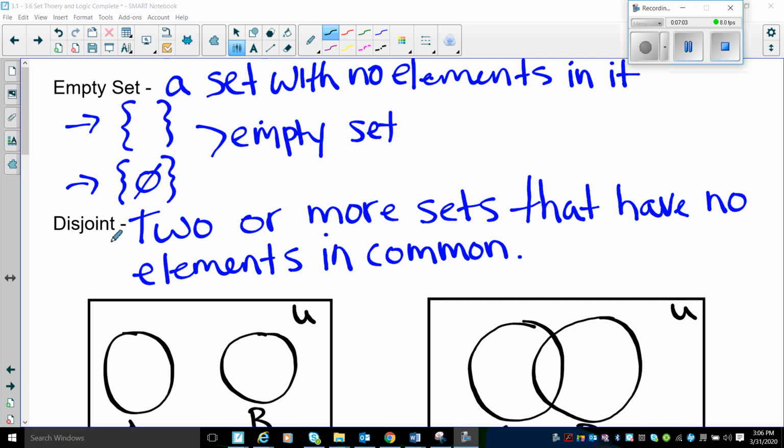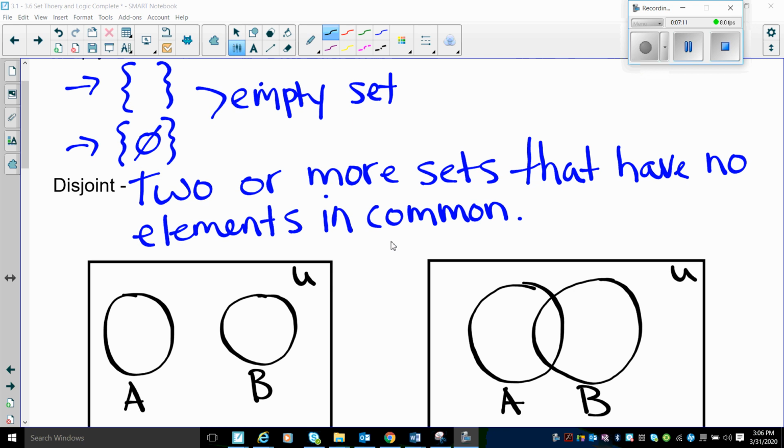The last definition I want to talk about is disjoint. So if I say two sets are disjoint, that means that there's nothing in common between the two sets. So if I was talking about people and hamburgers in my two sets and there's nothing in common between the two, then you would say that they were disjoint.